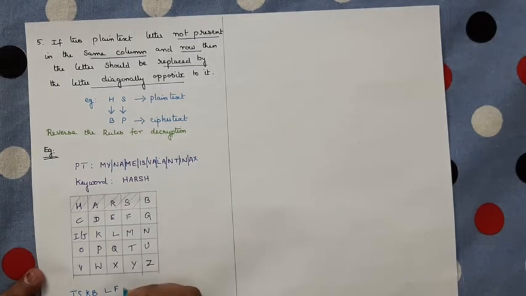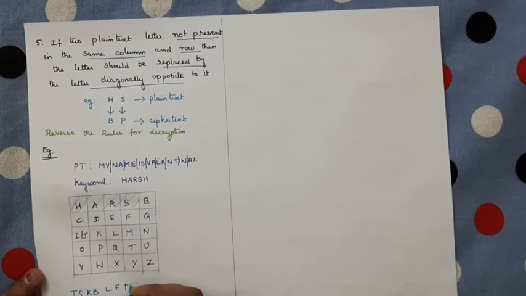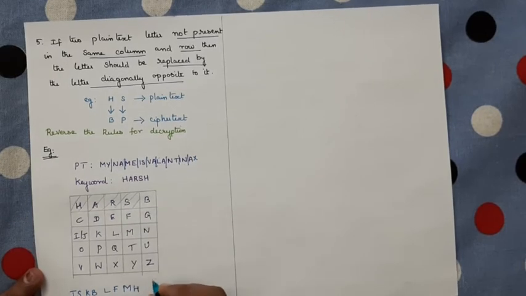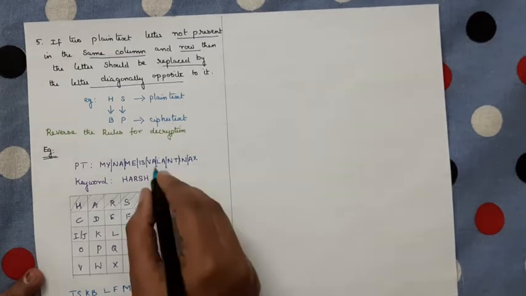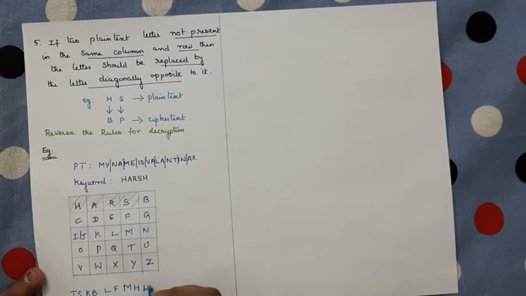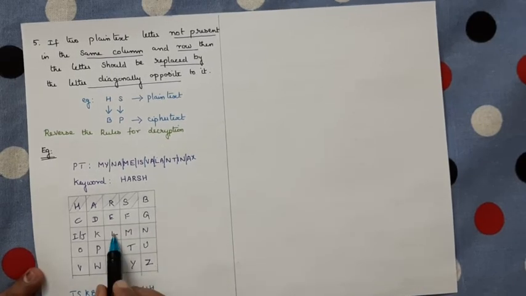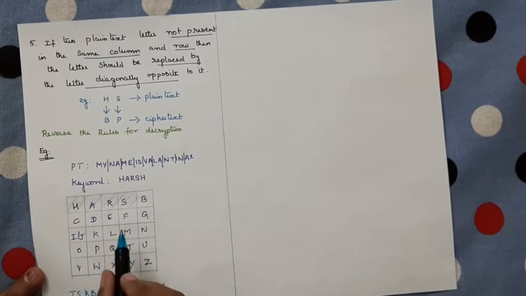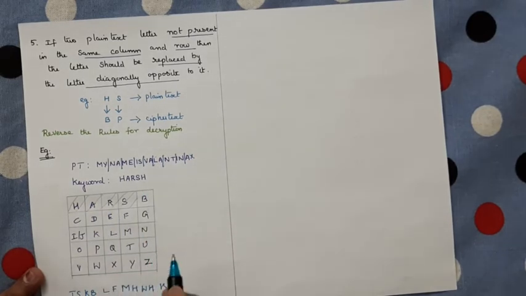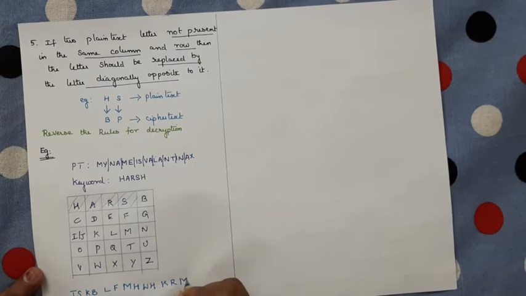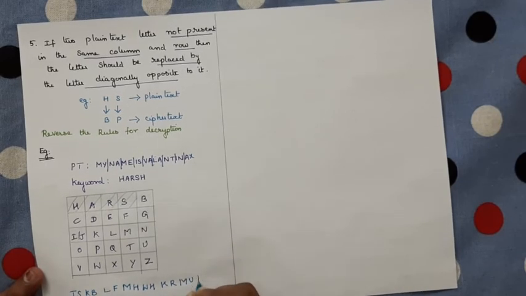So when you do it, for IS it will be MH, and for the next one, VA: V is here, A is here. For V it will be W, for A it will be H. Then LA: L is here, A is here. For L it will be K, and for A it will be R. And then move on with the next ones. It will be MU and KIRW.